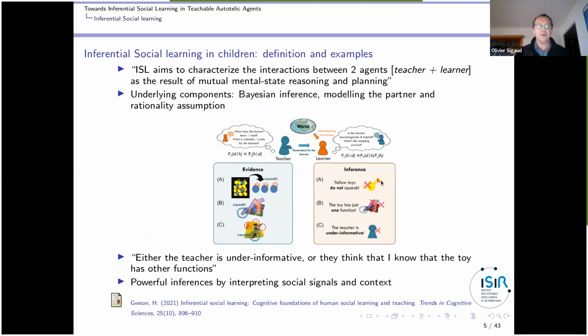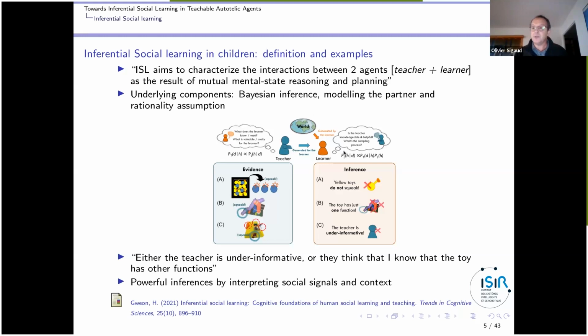That's a notion that was proposed quite recently by Hyowon Gweon in that particular paper. And she sets the following definition: inferential social learning aims to characterize the interaction between two agents, the teacher and the learner, as the result of mutual mental state reasoning and planning. Okay. And to model these things, she put forward that there are basic components that are needed, which are Bayesian inference, the capability to model the partner, and some rationality assumptions. So I will go back to these components later on. But first, I will explain the idea with a few examples.